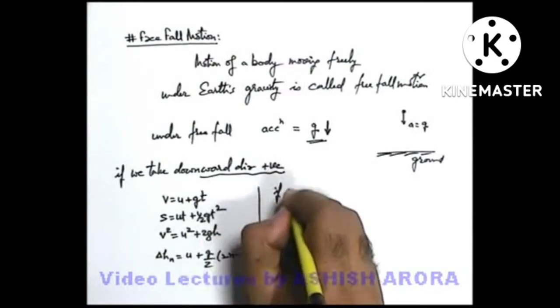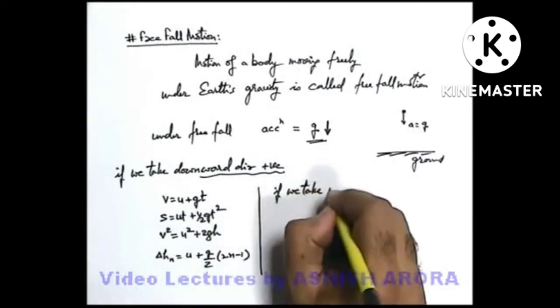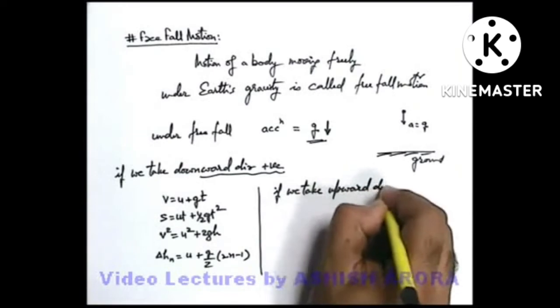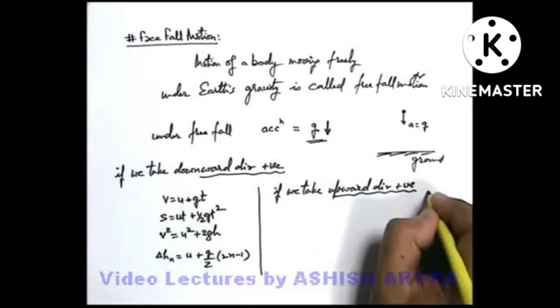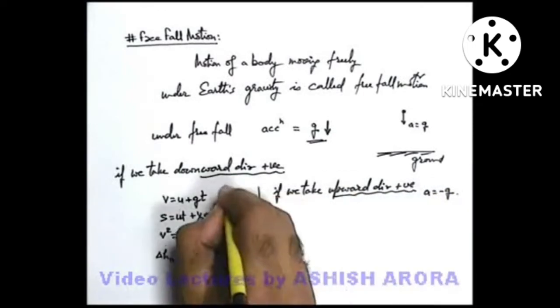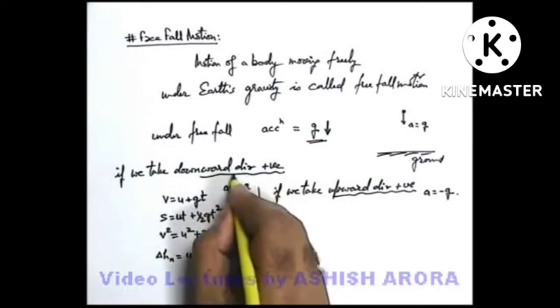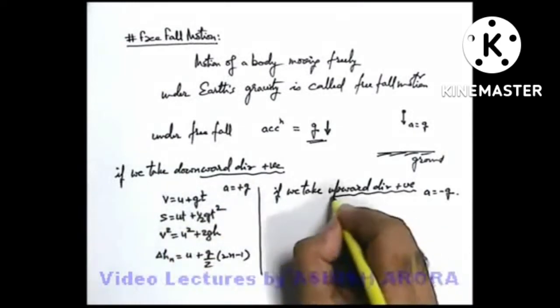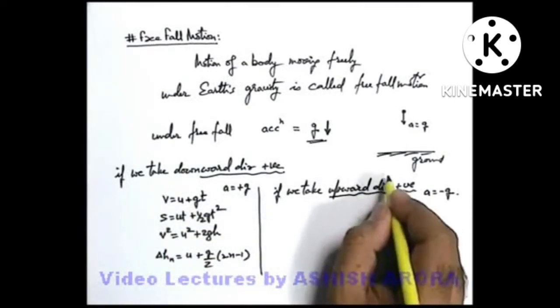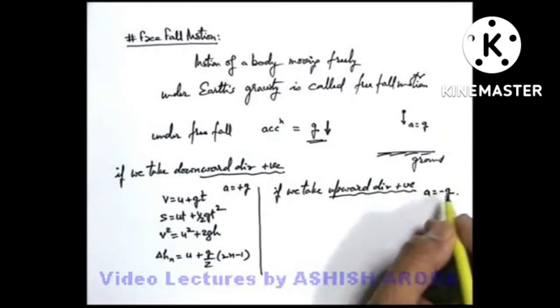Now if we take the upward direction positive, in that case acceleration we consider as minus g. In the previous situation, acceleration is positive g, because we are taking the downward direction positive. When a body is moving down, it will be accelerating. Similarly, if we take the upward direction positive, when a body goes up, the acceleration will be taken as minus g, or we consider the body to be retarding.